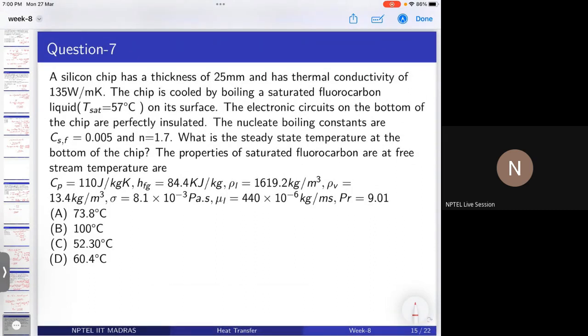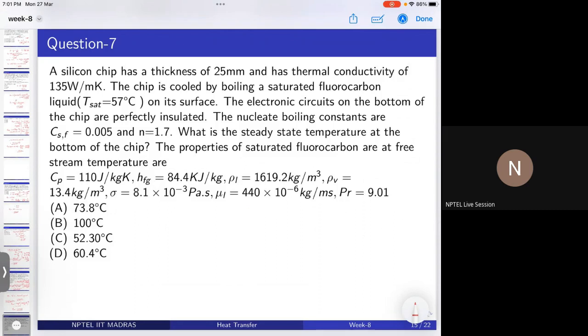Let's move to the next question. We have a silicon chip which has a thickness of 25 mm and a thermal conductivity of 135 watt per meter Kelvin. The chip is cooled by boiling a saturated fluorocarbon, whose saturation properties are given, on its surface. The electronic circuit on the bottom of the chip is perfectly insulated. Nucleate boiling occurs. What is the steady state temperature at the bottom of the chip? The properties of the fluorocarbon are also given.